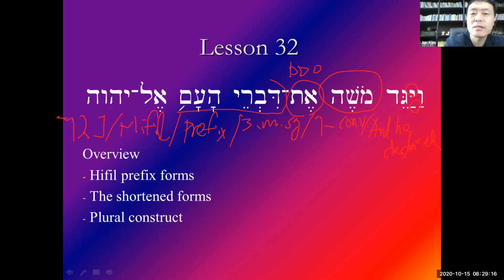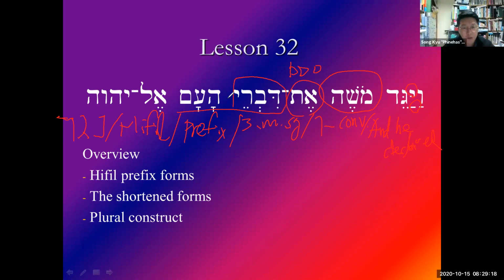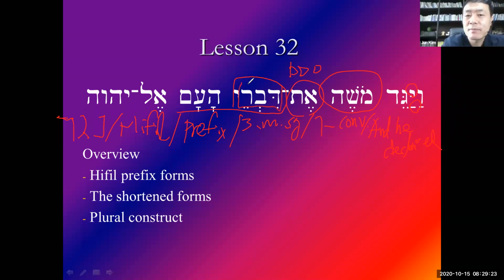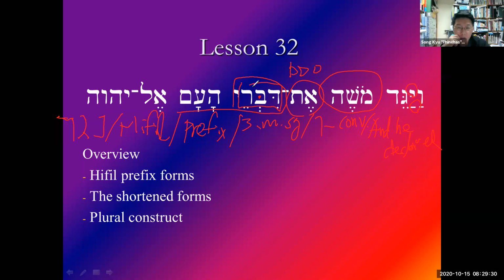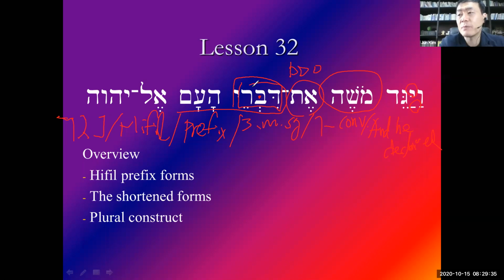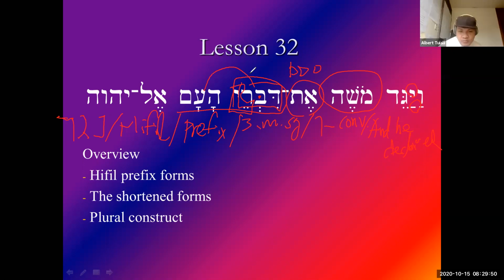What is this? Words. Dibre. Dabar. But it is not taking dagesh in the middle. That's why it should be a noun. I told you before, if you are confused, then just try to know if you have dagesh in the middle. If you have, then that's a Piel verb. If you don't, then that's a noun. So tsere is a special bridge for connecting these two words and at the same time making the words plural. So that is the function.